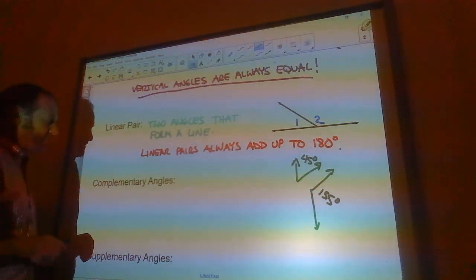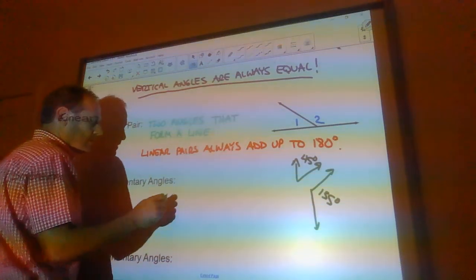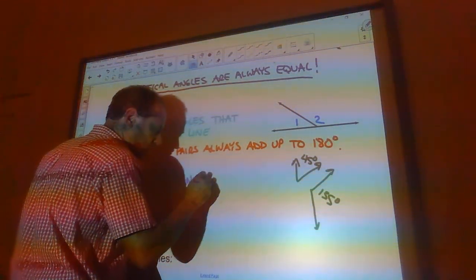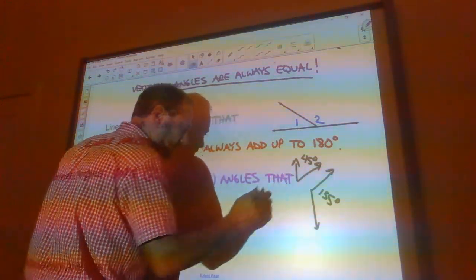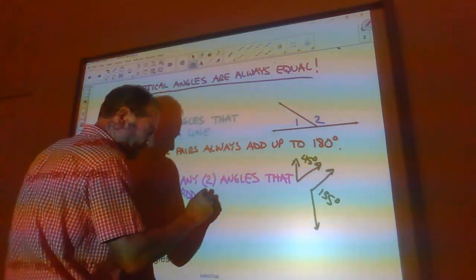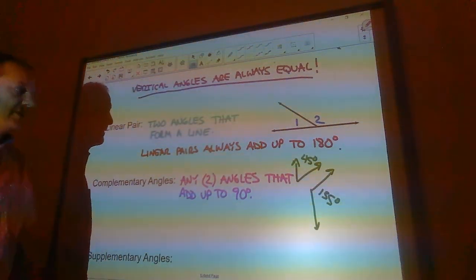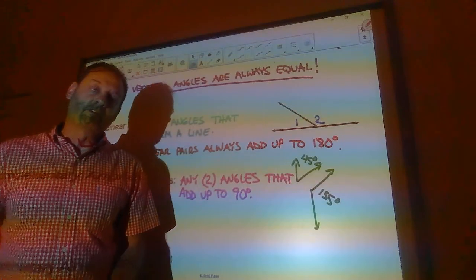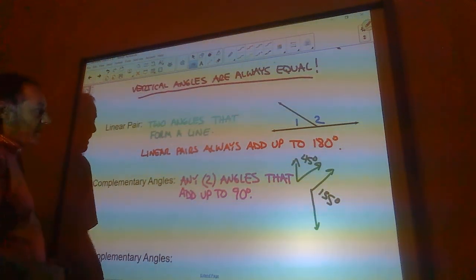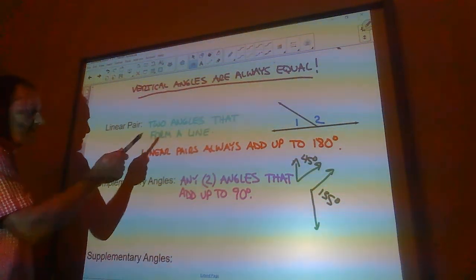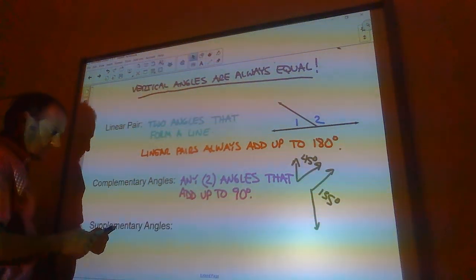So, complementary angles. Complementary angles are any two angles that add up to 90 degrees. Okay, any two angles, no matter where they are, I got a 1 degree angle, I got an 89-degree angle, that adds up to 90, they're complementary. Okay. They don't have to touch each other. They don't even have to be in the same plane. Just any two angles that add up to 90 degrees.